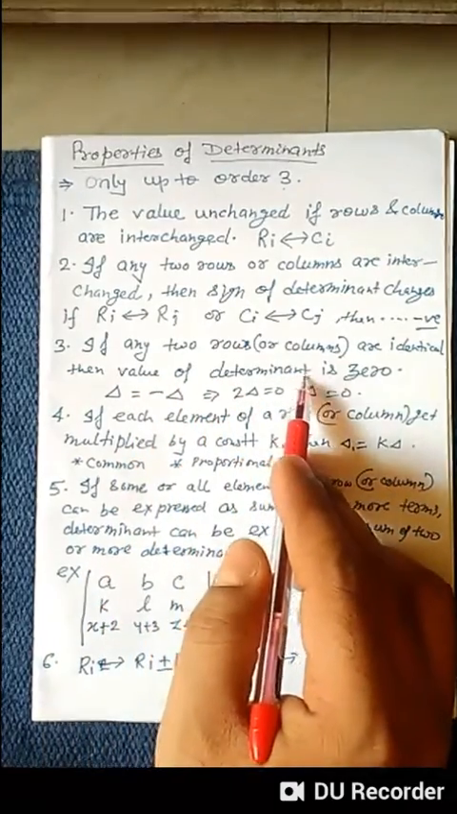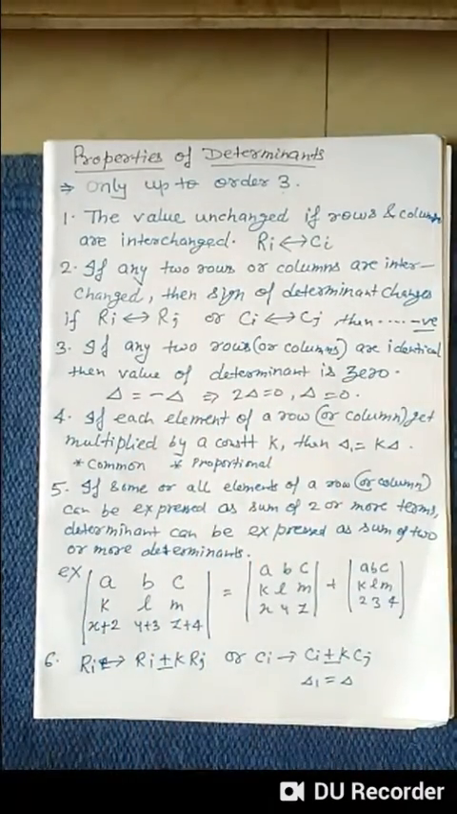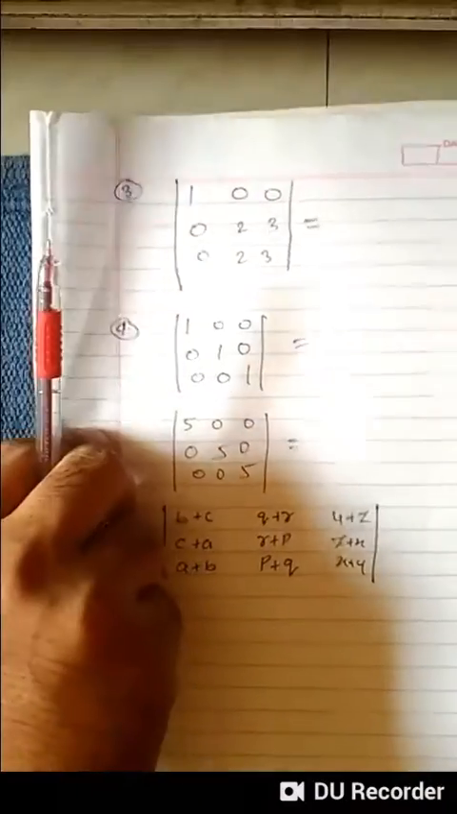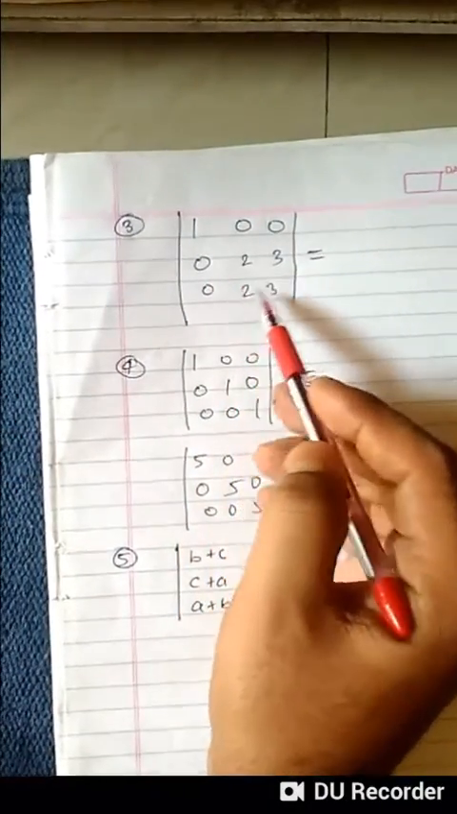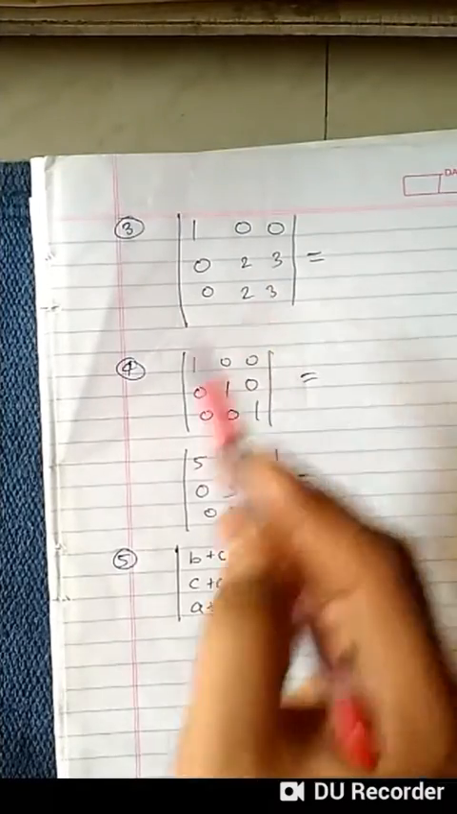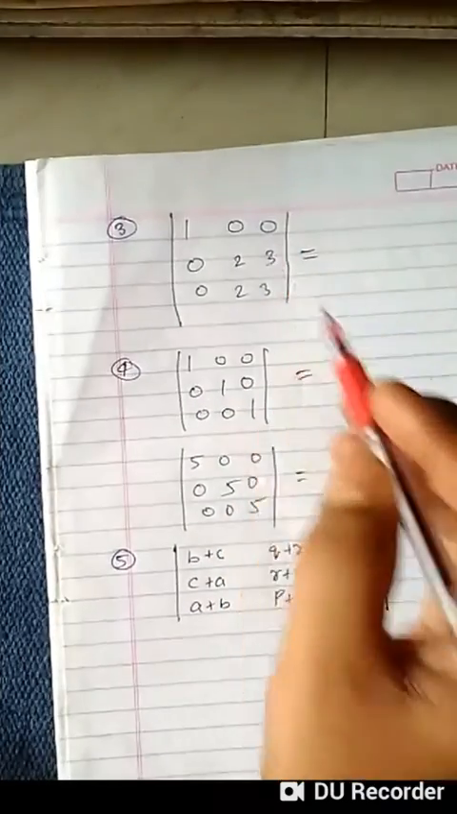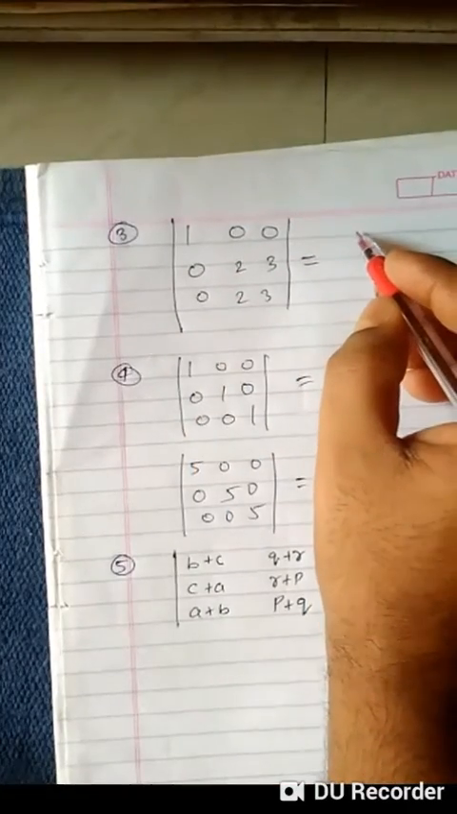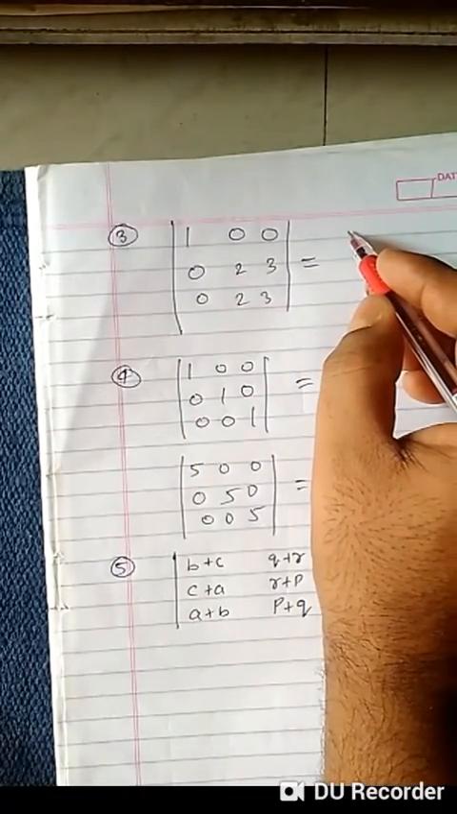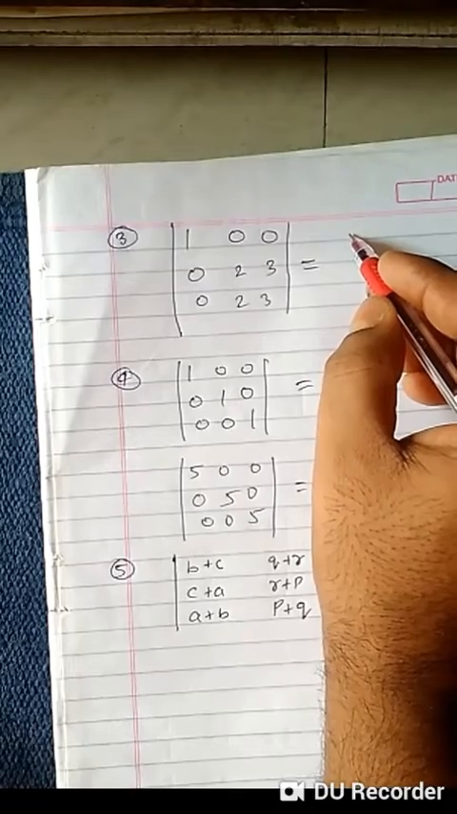Now third property. Third property of a determinant is, if any two rows or columns are identical, then value of determinant is 0. Again I'll cite one example. See, here I have taken example of one determinant 1 0 0, 0 2 3, 0 2 3. This row 2 and row 3 is identical. Now I'll expand it and I'll find out the value. I have taken a simple example so that no more calculations are involved and I can explain in less time.